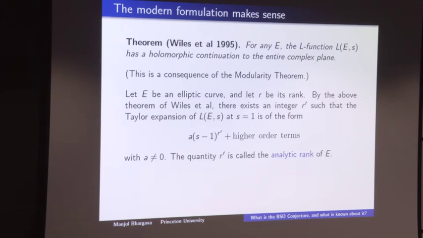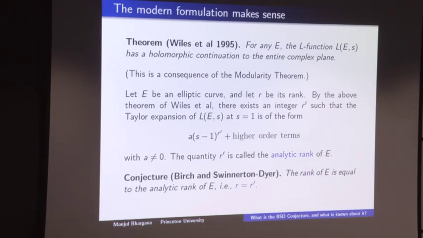So this quantity R prime is called the analytic rank of E. Why is it called the analytic rank? Well, it's defined in terms of this analytic function, L(E, s). Whereas the usual rank is sometimes called the algebraic rank because it was defined purely in terms of algebra, in terms of solutions to equations. And then the conjecture of Birch and Swinnerton-Dyer is that the rank of E, the algebraic rank of E, is equal to the analytic rank of E, that R equals R prime.